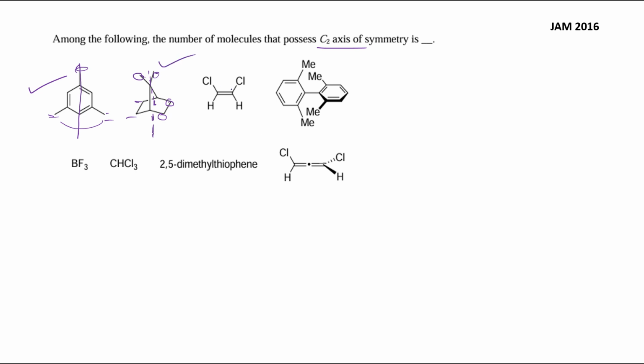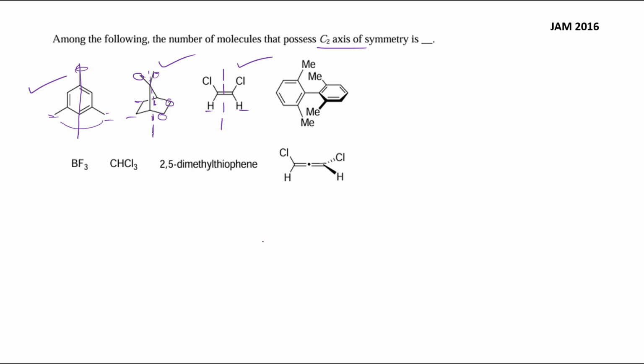Now for the third molecule, if I draw an axis on the plane of the screen and rotate it, these two H's will exchange their positions, and the Cl's will exchange their positions. So you get a molecule which looks the same. So here also we have a C2 axis.